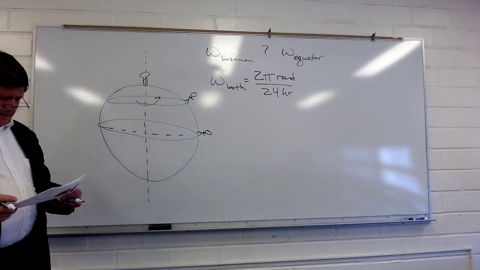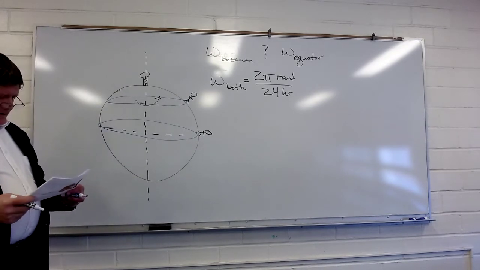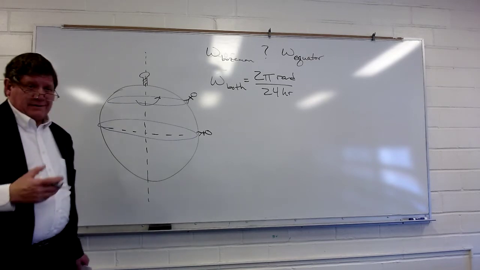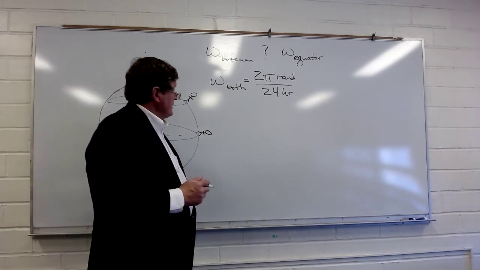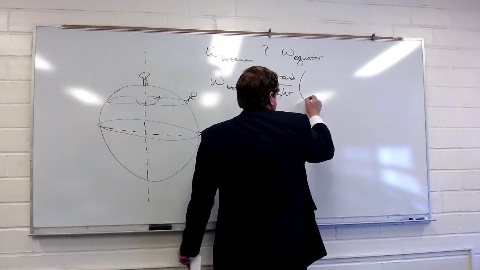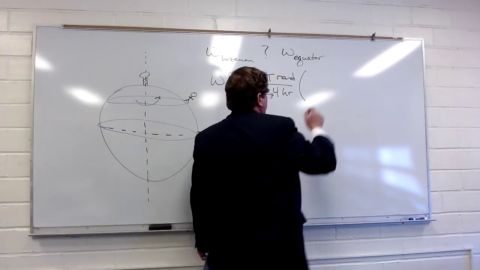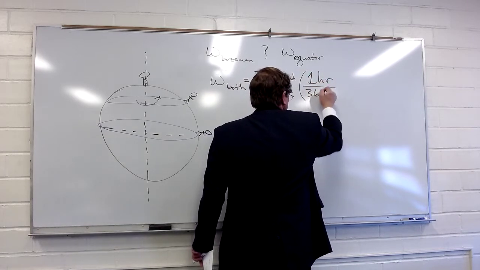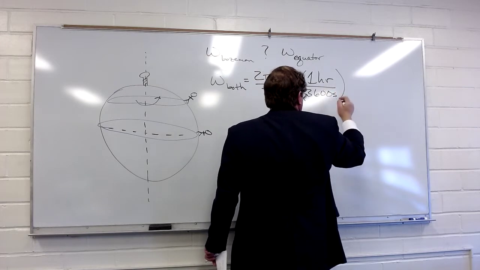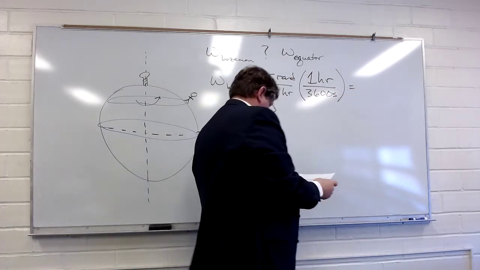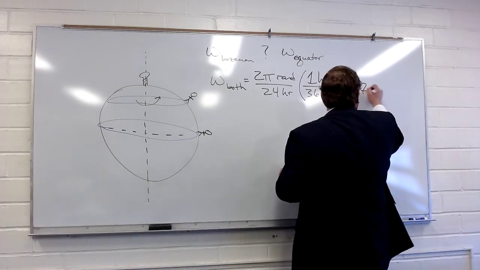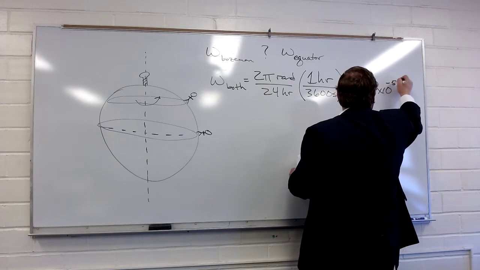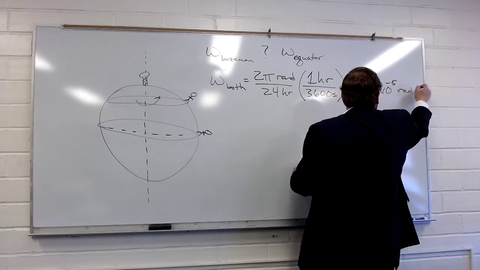Now, again, the units of omega that we want to use are radians per second. And so we would again multiply this by 1, and I can write 1 as 1 hour is equal to 3,600 seconds. And that's going to give me an angular velocity of 7.3 times 10 to the minus 5 radians per second.